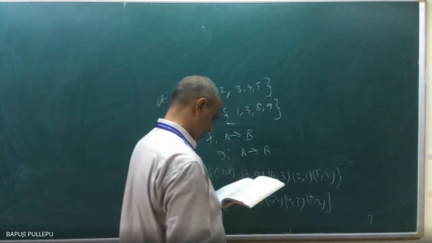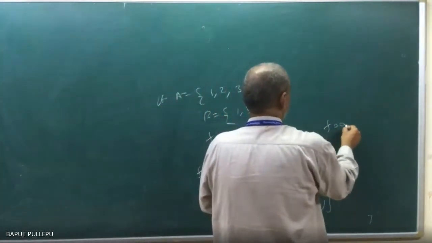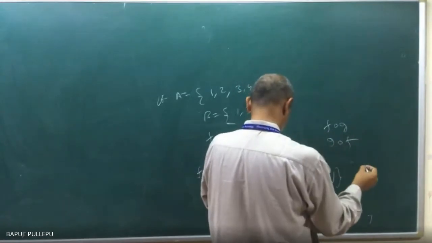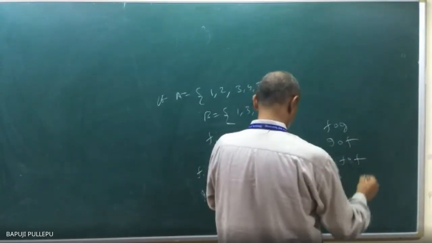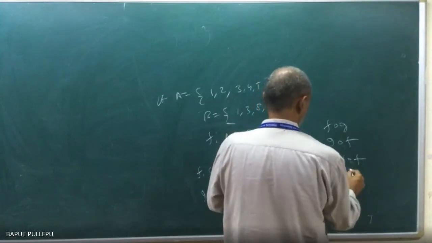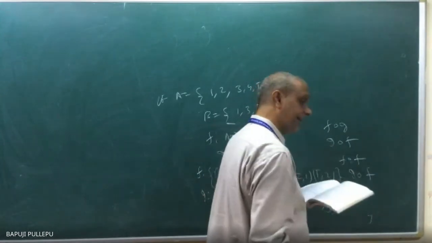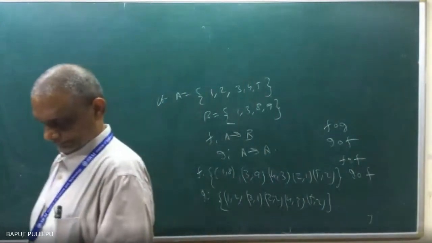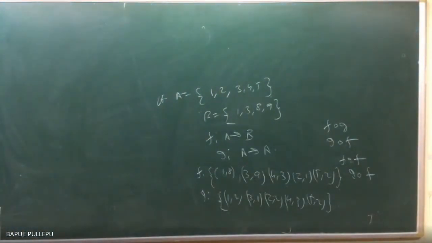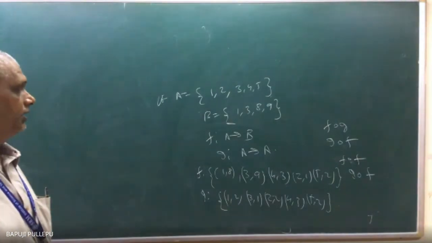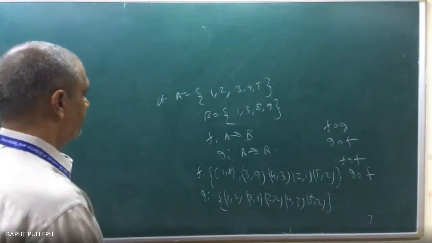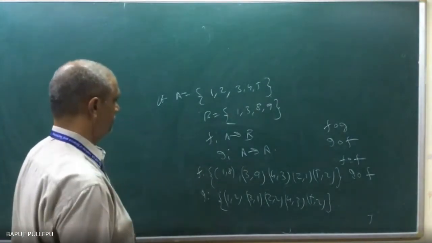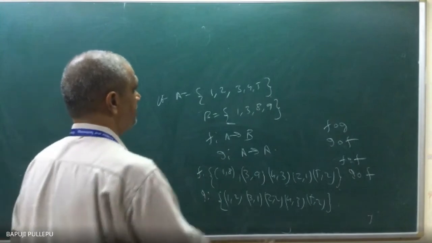Now they are asking actually F of G, G of F, F of F, G of G, if they exist. Correct? Now if we see diagrammatically also, if you want, you can see F maps A to B, G maps A to A. Then what will you say? F of G means something like this actually.